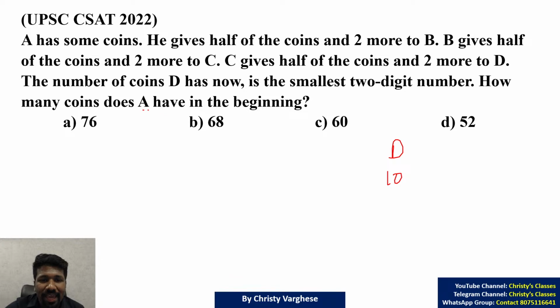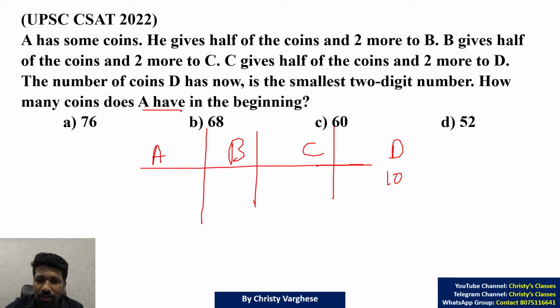How many coins does A have in the beginning? A is the first person. How many coins A had? That is the question. So A, B, C, D, these are the 4 people. D is having 10 coins.